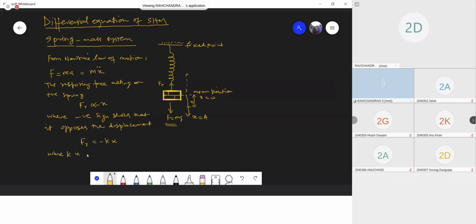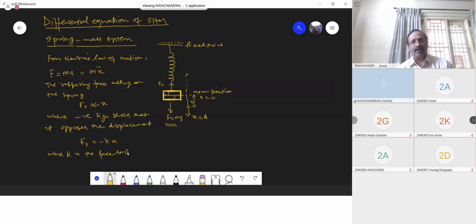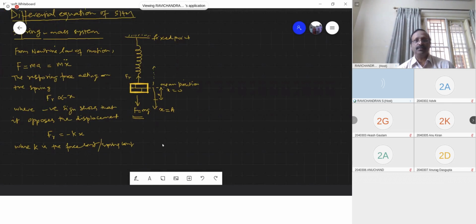K is the force constant, or I can call this a spring constant. Basically, it is a proportionality constant. We realize what it is, right? We try to understand what k is. That's also we are going to see. Okay, so now hope this is clear.